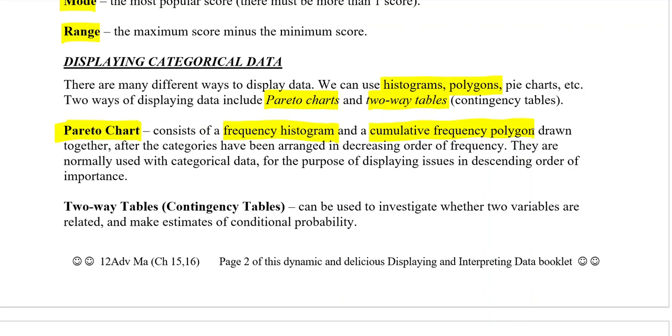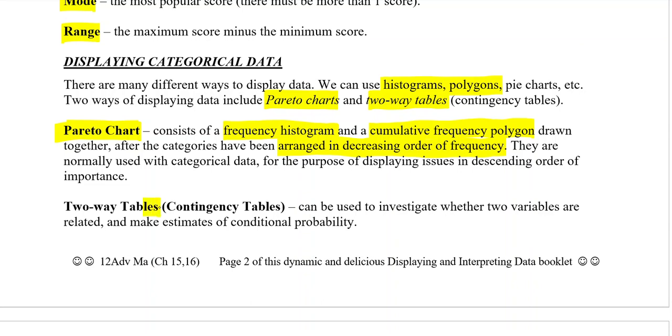I did skip over one part. It does say the categories have to be arranged in decreasing order of frequency. So you need to put whichever is happening the most first, and decreasing as you go, so that it's kind of tapering off as it goes up.